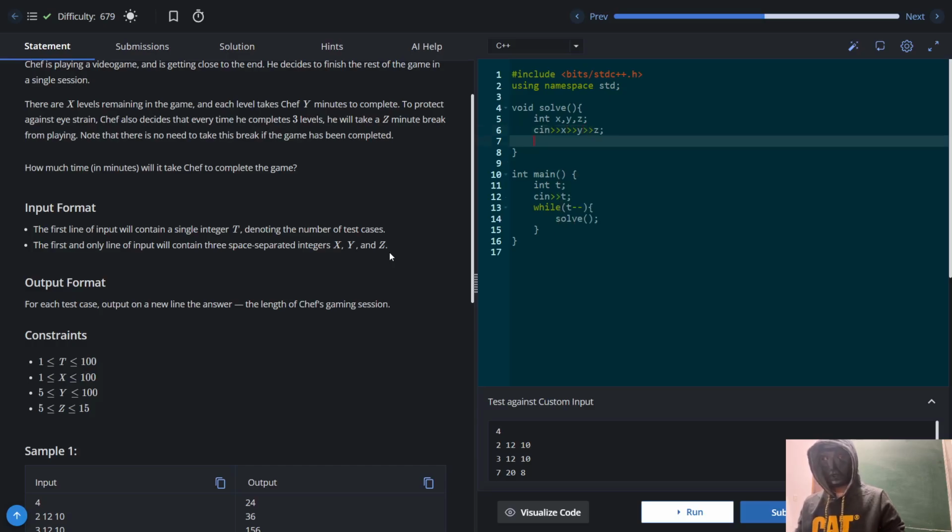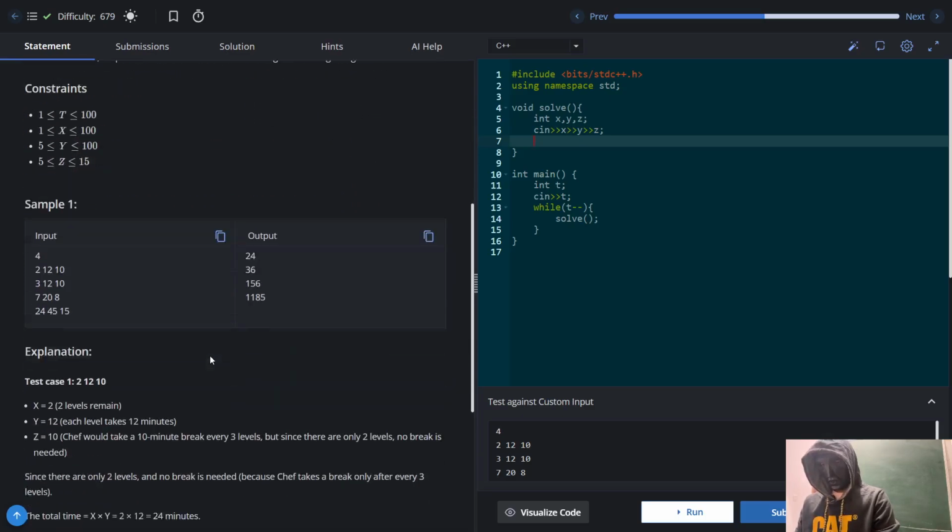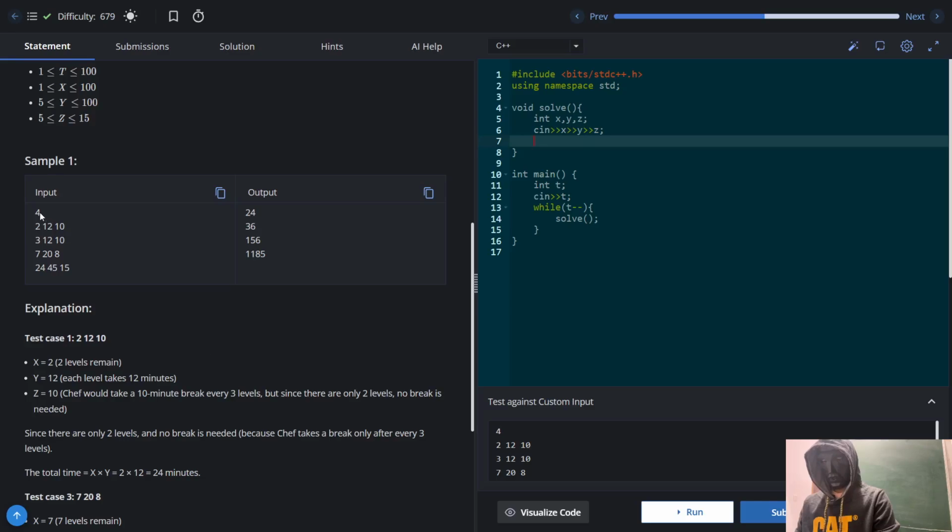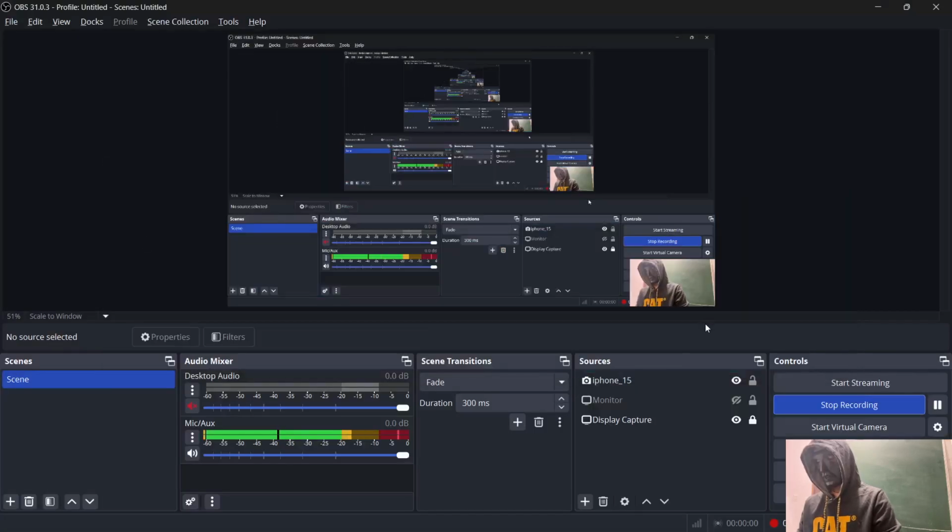X is the number of levels remaining. Y is the time to complete one level, and Z is the rest Chef has to take after 3 levels. Let's go down and understand some of the examples. They've given 4 test cases. In the first test case, 2, 12, 10 are the X, Y, Z values respectively.